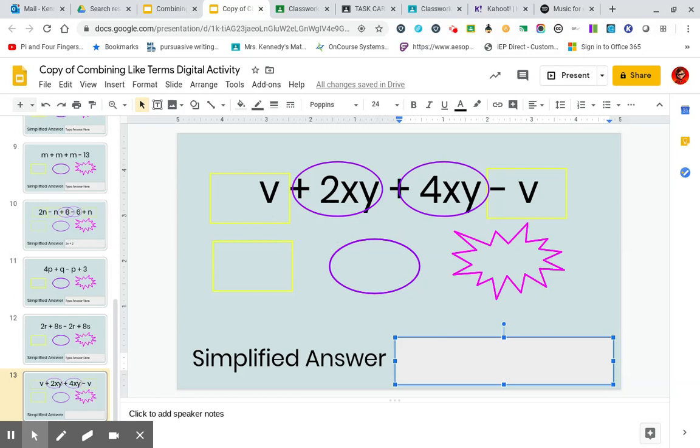It's like you have $1 and then you spent the $1. How much money you have left? You got no money. You're done, right? So now this is 2xy plus 4xy. Same thing like we were doing with the single variables. You're just adding 2 plus 4. What is 2 plus 4? 6. And then you type in your xy.